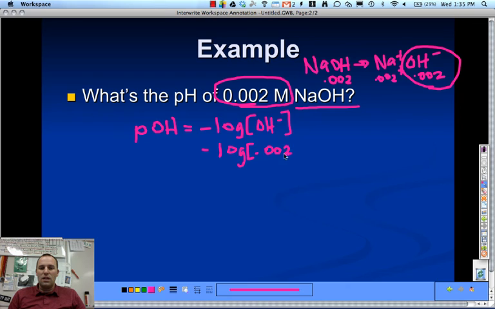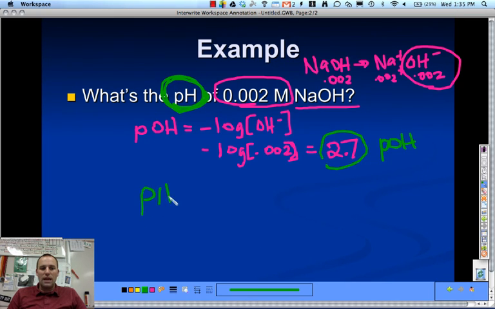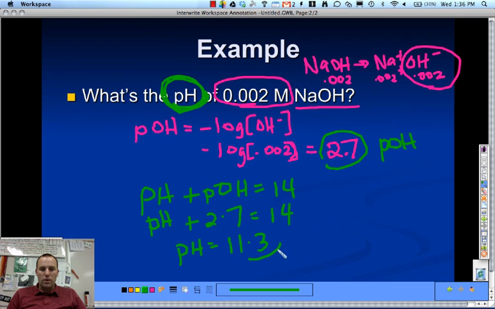So the negative log of 0.002 is 2.7. But realize that this is the pOH. That's what we just discovered. But the question is asking for the pH. Well, pH plus pOH adds up to 14, right? So if we know the pOH is 2.7 and the total has to be 14, then we can figure out what the pH is by subtracting 14 minus 2.7, which comes out to 11.3.